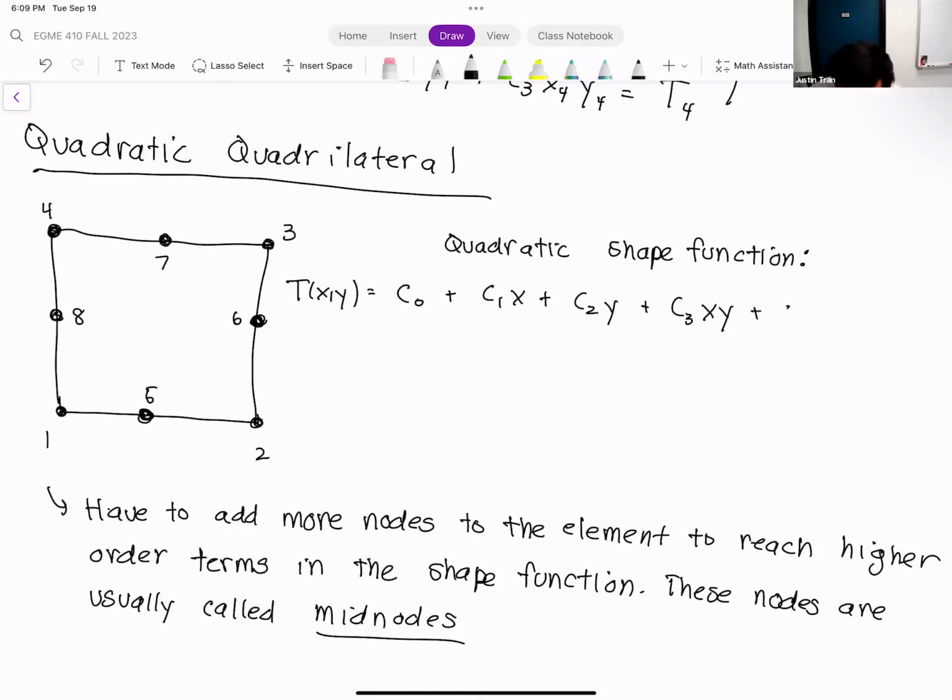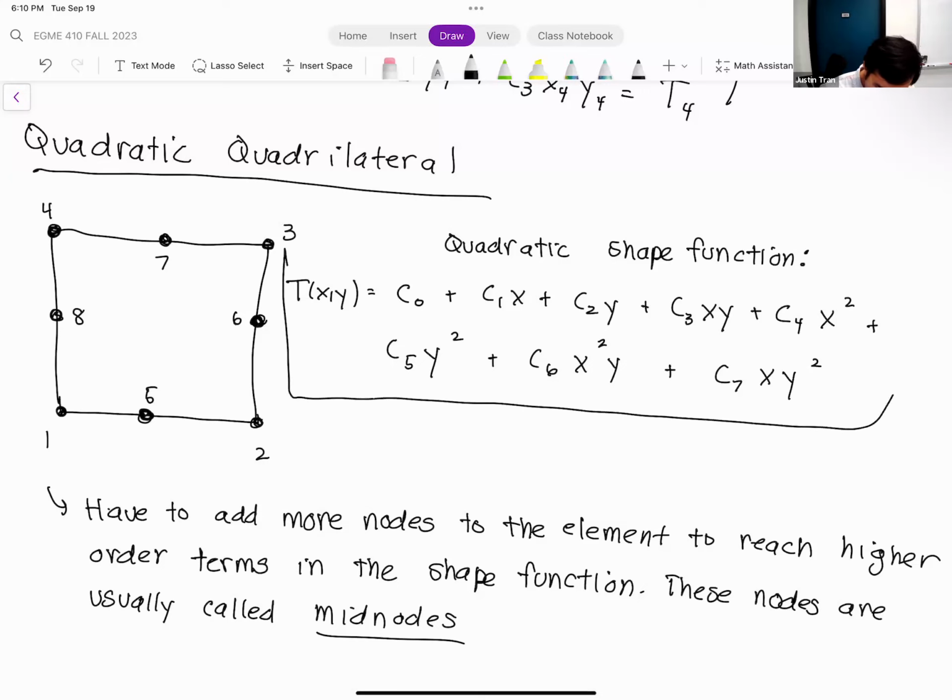All right, so now we can do a C4 term. C4 is going to be our classic x squared. C5 is going to be y squared. We have two more nodes, so we need to do a C6. C6 is going to be x squared y, and C7 is going to be x y squared. So basically every combination of quadratic terms that you can think of.